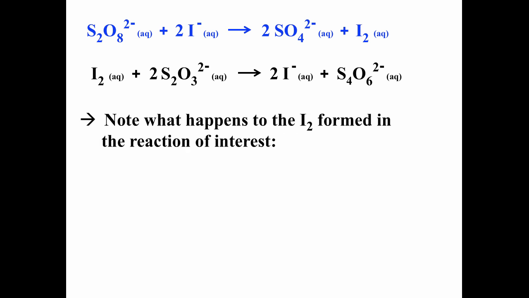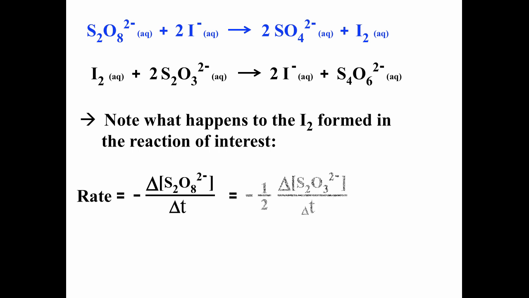But we can use what happens to the I2 to allow us to determine the rate in terms of some other substance. So when I2 is formed in reaction 1, then it reacts with S2O3 2- in reaction 2, and for every one I2 that is formed, then 2 S2O3 2- react. And then remember, we're using a small amount of S2O3 2-, so we're going to run out of it. And then when we run out of it, that's when the color change occurs. So by using what happens to the I2, that it reacts with S2O3 2-, we can change our rate from the change of S2O8 2- with respect to time to the change of S2O3 2- with respect to time.